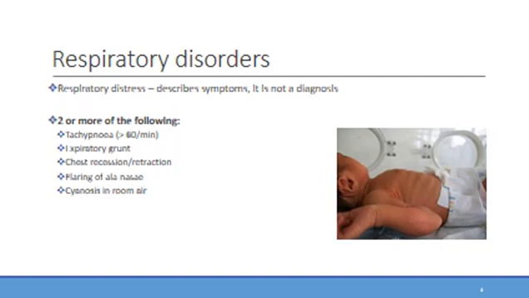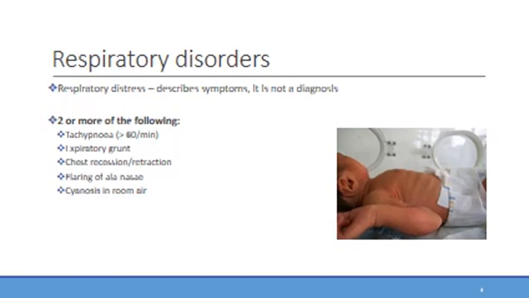When evaluating a baby's respiratory system, it's important to note that respiratory distress refers to a cluster of symptoms, but it is not a diagnosis. 2 or more of the following symptoms are necessary before you can classify the baby to be in distress. In a neonate, they breathe normally at 40 to 60 breaths per minute, and the baby is deemed to be tachypneic if this exceeds 60 per minute.